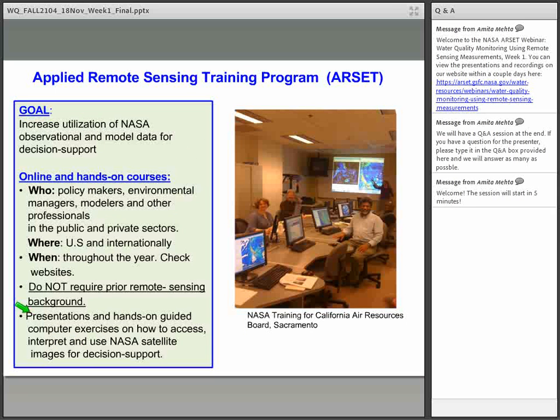So more information about ARSET. The goal of ARSET is to increase utilization of NASA observational and modeling data. There is a lot of data, and we would like to introduce it, and as much as it can be used for decision support for environmental applications, that is the goal of ARSET. We try to conduct online webinars like this one, and we also conduct hands-on courses for policymakers and environmental managers. Also modelers and other academics can participate, and public and private sectors.